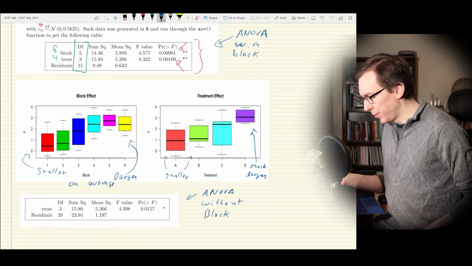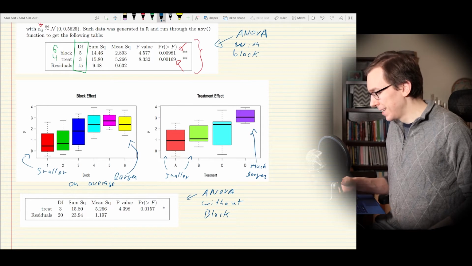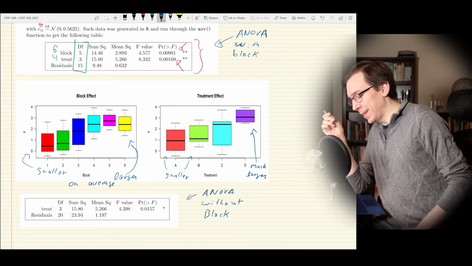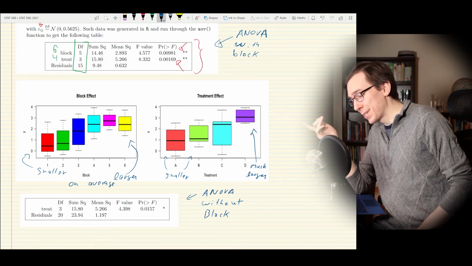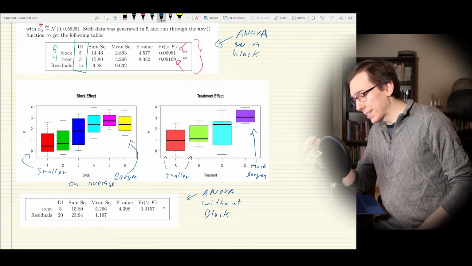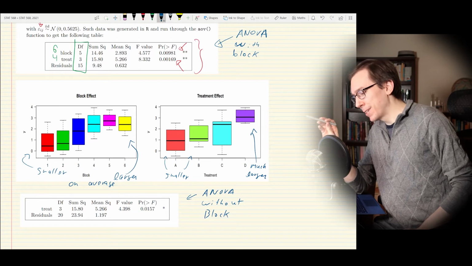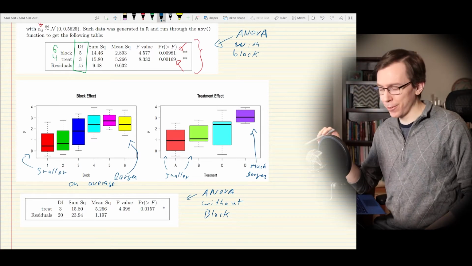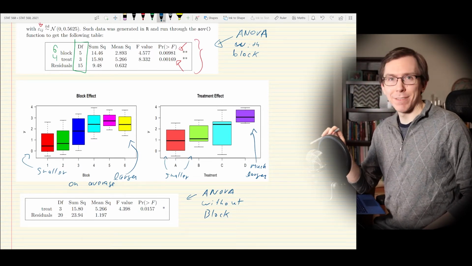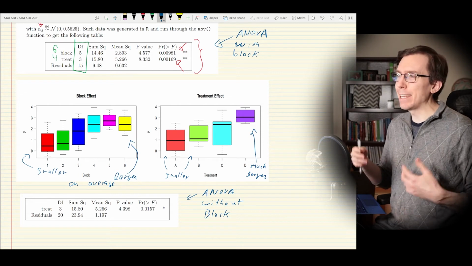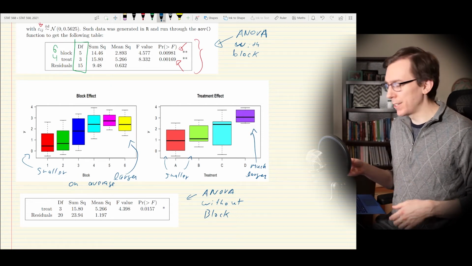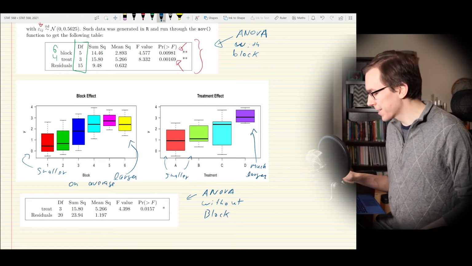And notice, first of all, the degrees of freedom are very different. They still, I guess, sum up to 23, which is what we want. It's the sample size 24 minus 1, much like 5 plus 3 plus 15 will also get us 23. So the degrees of freedom always have to sum up to n minus 1, or the total sum of the degrees of freedom for the total sum of squares.